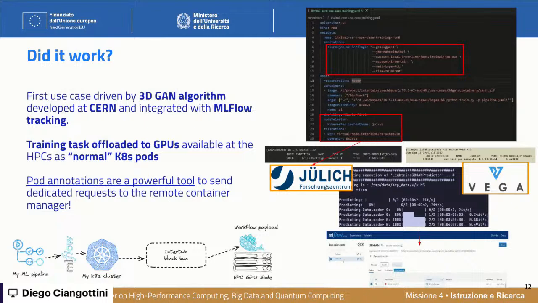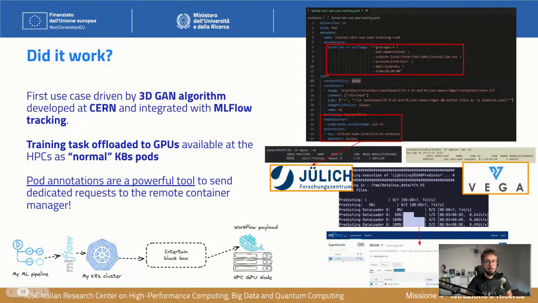Yeah, it worked. I can answer the question in the title. It worked pretty well, and so well that we now have a lot of other use cases that are trying to evaluate this. The main use case was again from the InterTwin project, and is from CERN. CERN, if you remember well, is an HEP initiative, high energy physics. In this case, there is a 3D GAN algorithm that was able to run on a supercomputer and report back the results into an MLflow tracking server.